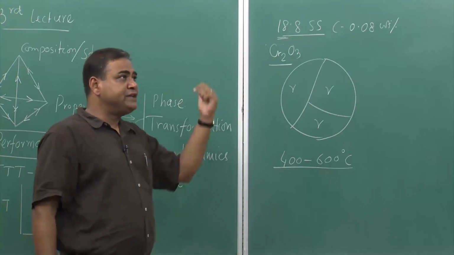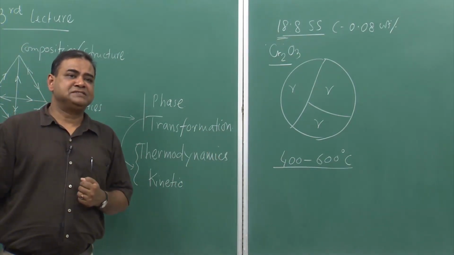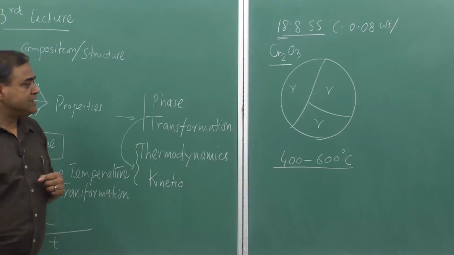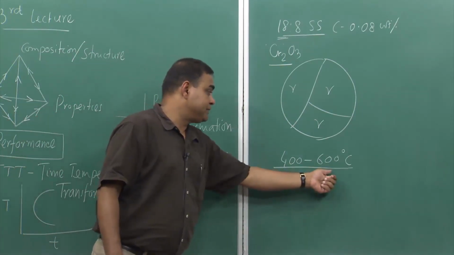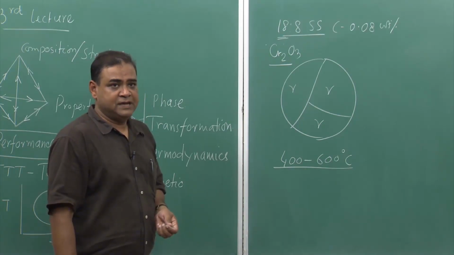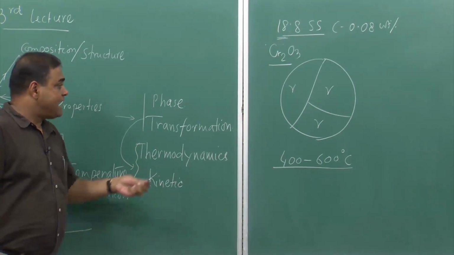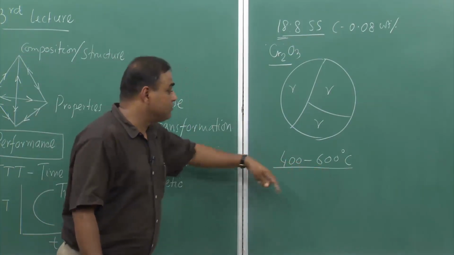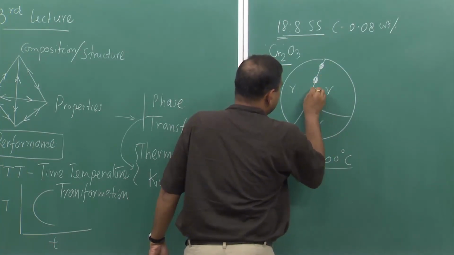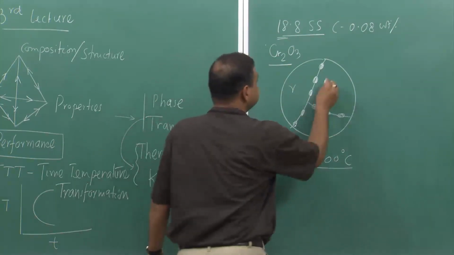Or sometimes when we quench it after solutionizing, we need to remove the quenching strain. So, sometimes we have to do a little stress relieving operation, and during that stress relieving operation, if we heat it to this particular temperature range, something interesting happens, some transformation happens, and that is nothing but a phase transformation. In this particular temperature zone, chromium carbide precipitates along the grain boundaries.